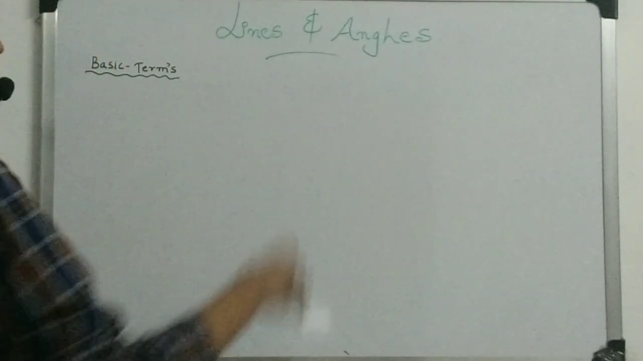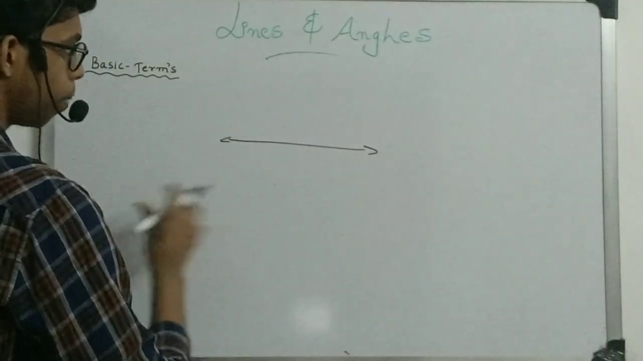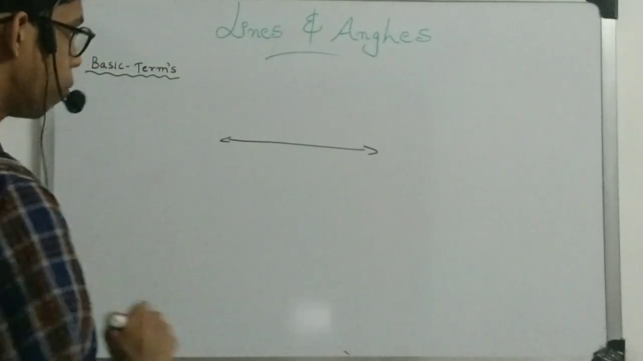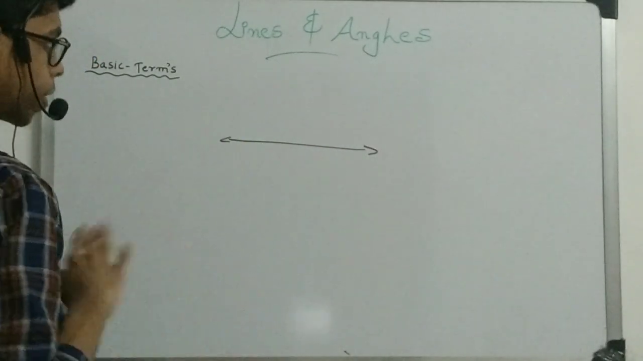So let's see. We know a line. A line is a collection of many points which can be extended in any direction and it does not have any width.